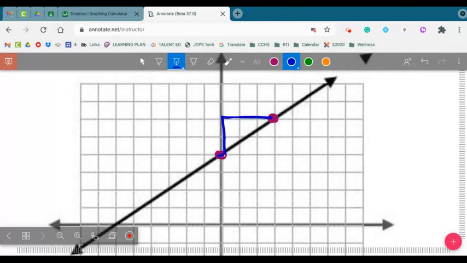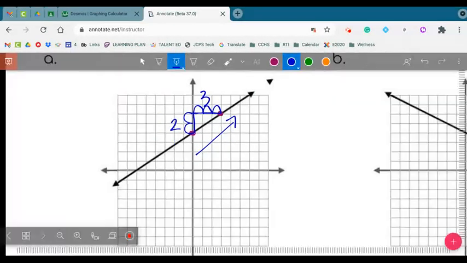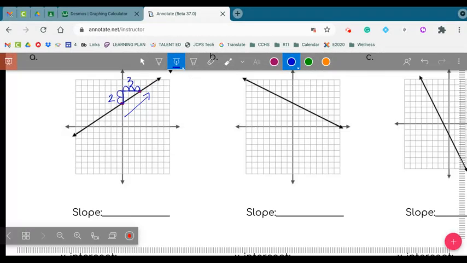Draw my triangle. I go up 1, 2. Then I run 1, 2, 3. This line is going up, so it's a positive slope. So my rise is 2, and my run is 3, so 2/3.